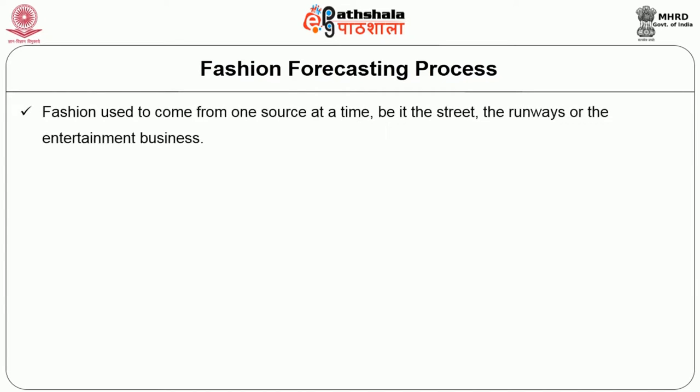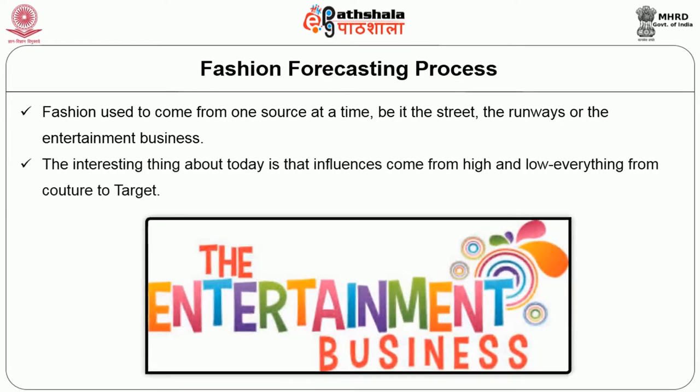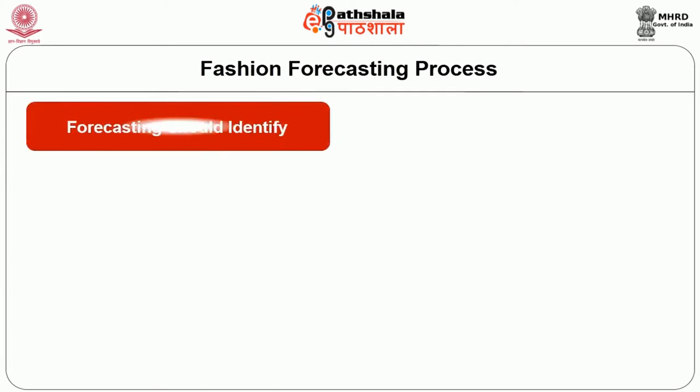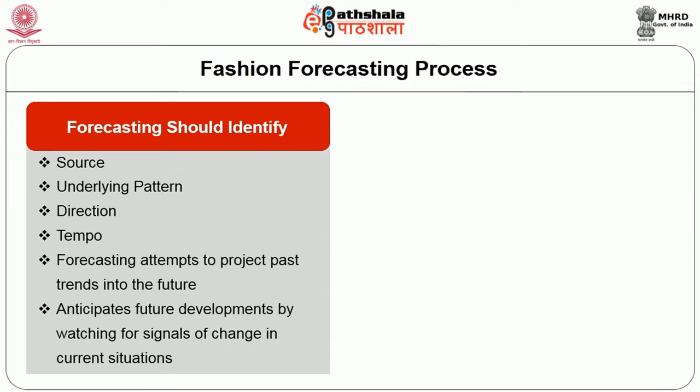Let's see about the fashion forecasting process. Fashion used to come from one source at a time, be it the street, the runways, or the entertainment business. The interesting thing about today is that influences come from high and low, everything from couture to Target. That's a saying given by Michael Kors. Forecasting should identify source, underlying pattern, direction, and tempo. Forecasting attempts to project past trends into the future and anticipates future developments by watching for signals of change in current situations.